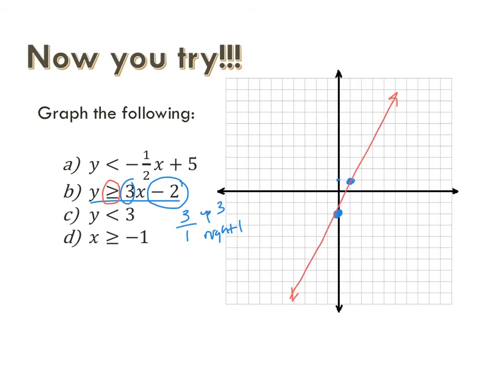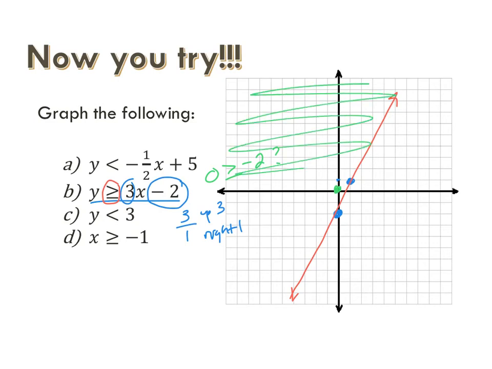And if I pick the origin as my testing point, because it doesn't go through that, it would be 0 greater than or equal to -2. Is 0 greater than -2? Yes, it is on the number line, so I would be shading on that same side as the origin here.